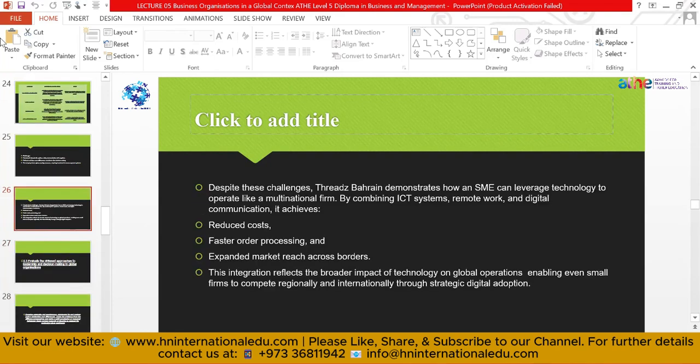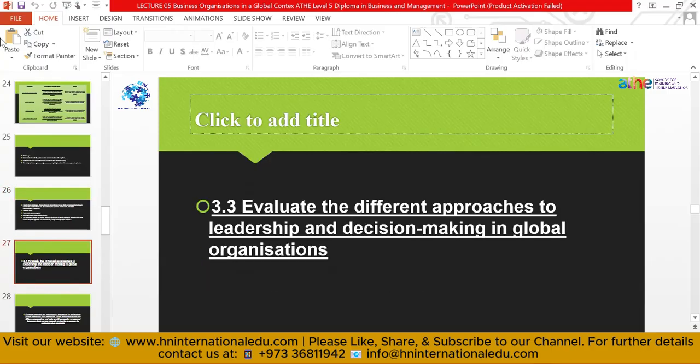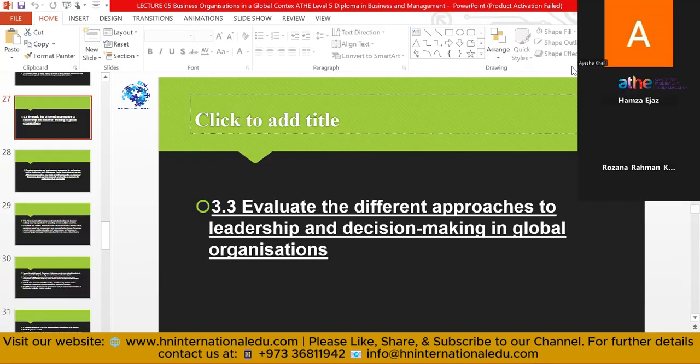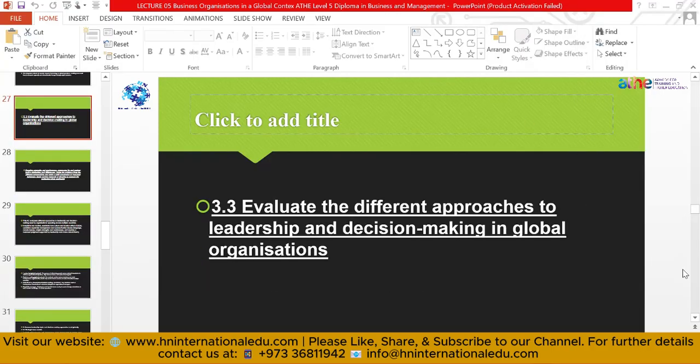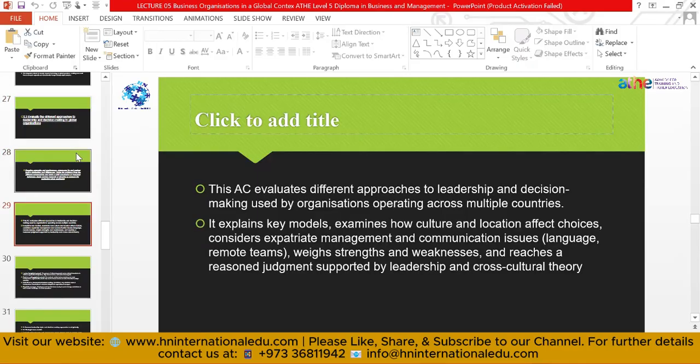So that is it for 3.2. It says again the command verb is the same, that is, evaluate the different approaches to leadership and decision making of the global organization. Again, the leadership styles and the approaches to strategic decision making also vary from country to country and according to areas.